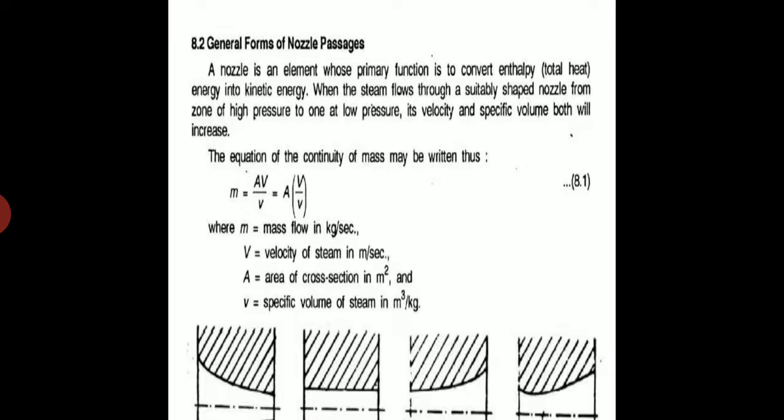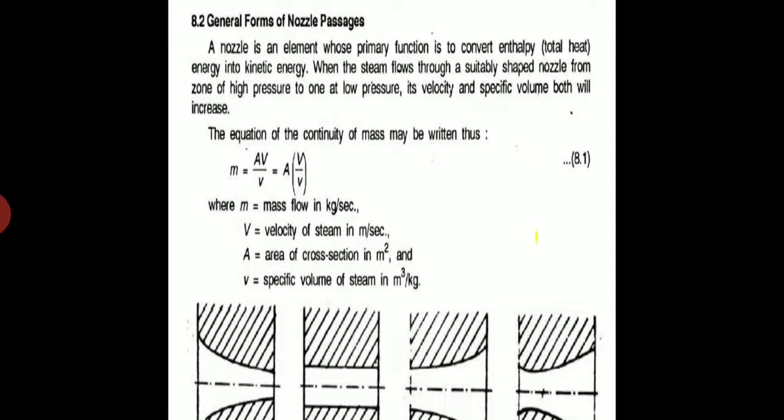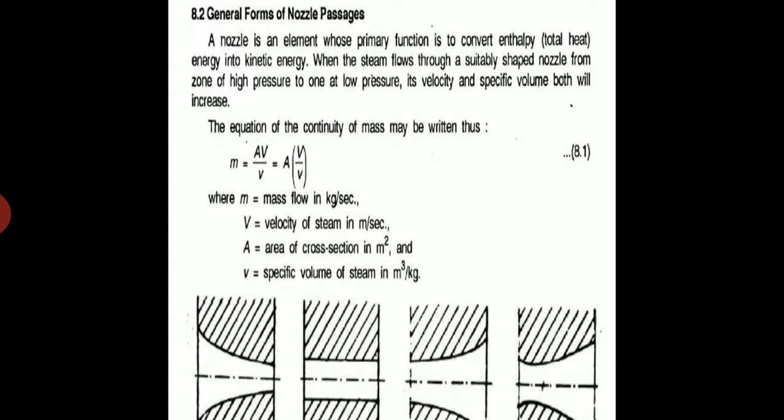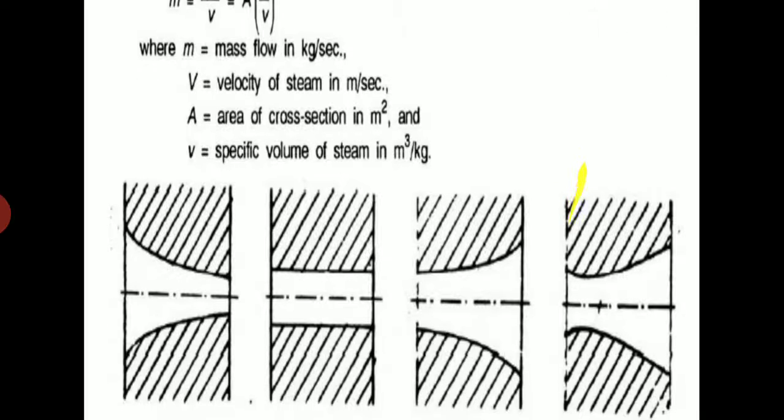A nozzle is an element whose primary function is to convert the enthalpy, the total heat, into kinetic energy when the steam flows through a suitably shaped nozzle from the zone of high pressure to low pressure. Its velocity and specific volume both will increase. So the equation for the continuity of mass may be written as m = AV/v, where A is the area of cross section of the nozzle, V is the velocity, and small v is the specific volume.